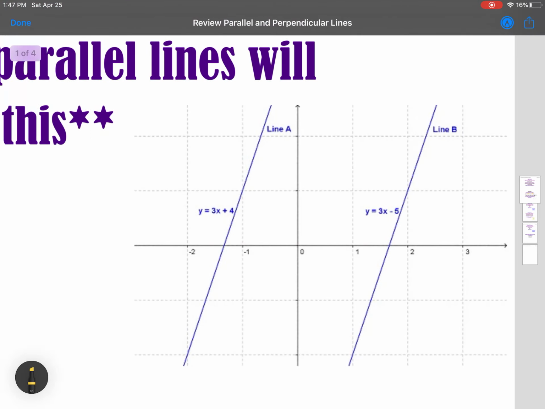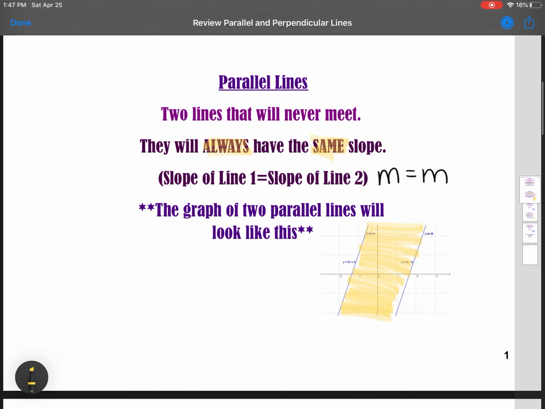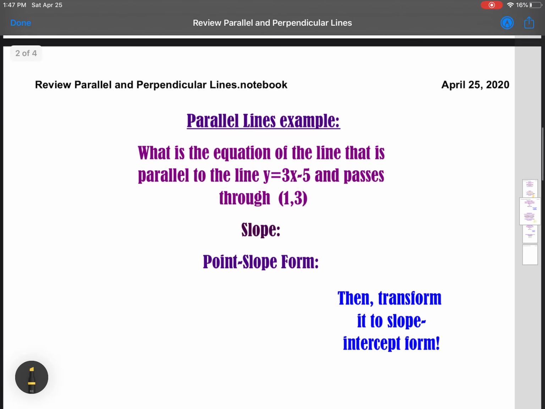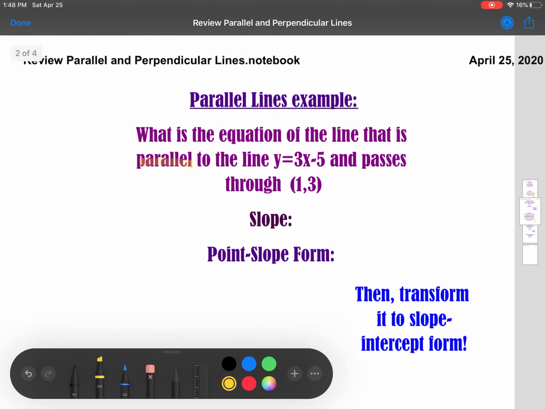I'm going to zoom in on it. If you notice as I draw through this, how far I'm going left to right is the same throughout the entire graph. They never get closer, and they will never touch. Okay. And we're going to go through an example. We're going to write the equation of a line that is parallel to the line y equals 3x minus 5 and passes through (1, 3).